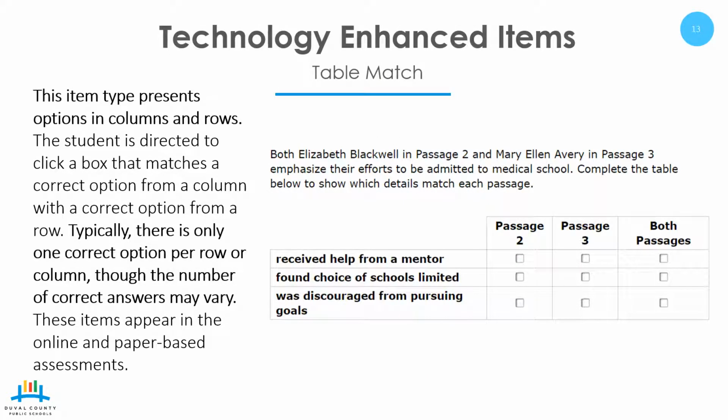This item type presents options in columns and rows that your child will be required to match up. Typically, there's only one correct option per column or row, although that may vary. Again, this is why it's going to be very important that your child read the question stem carefully. It should also be noted that these items appear in both the online and paper-based versions of the assessment.